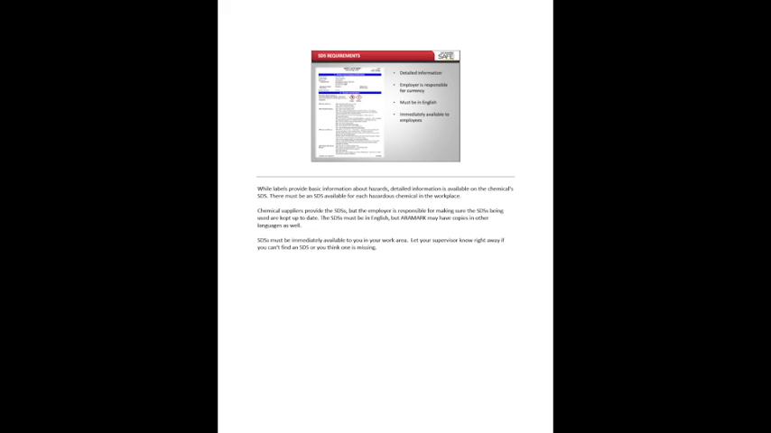For example, you may want to verify label information, determine if you are using the recommended PPE, learn about the potential health effects related to exposure to the chemical, and review recommended first aid and emergency procedures. Next slide. White labels provide basic information about hazards. Detailed information is available on the chemicals SDS. There must be an SDS available for each hazardous chemical in the workplace.